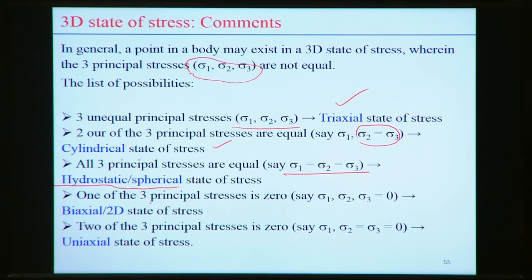Now in certain cases, one of the three principal stresses is 0. For example, sigma 3 equal to 0. Then we can say the biaxial or two-dimensional state of stress. Finally, if 2 out of 3 stresses are 0, so only one principal stress is non-zero, then we can say the uniaxial state of stress. So these are the different types of stress state that we practically apply or that arise during the analysis of an actual stress problem.